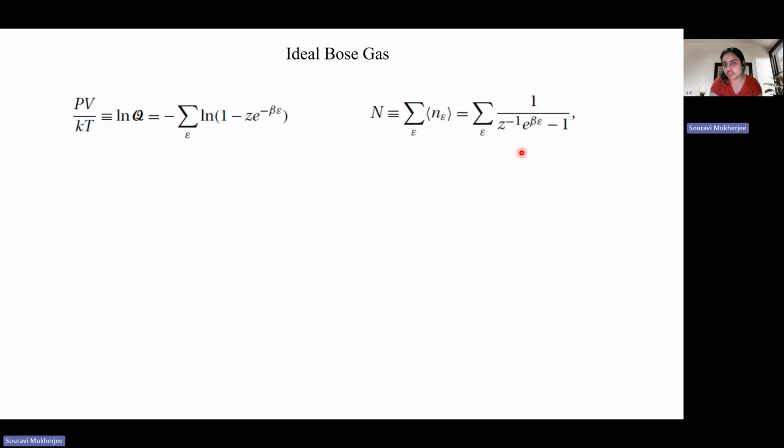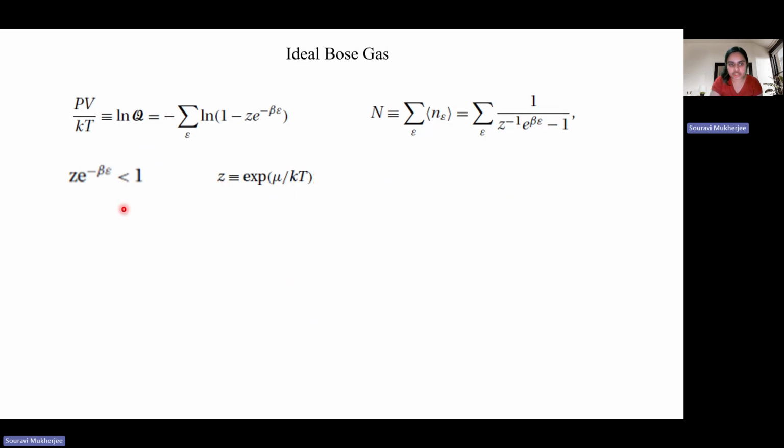Now, as we discussed, for this to be well defined, this cannot be a negative quantity. A negative mean occupation number makes no sense; what would it mean physically? Nothing. So for this to be defined, z inverse e to the power beta epsilon should be greater than 1. That again means z e to the power minus beta epsilon should be less than 1, where z is your fugacity.